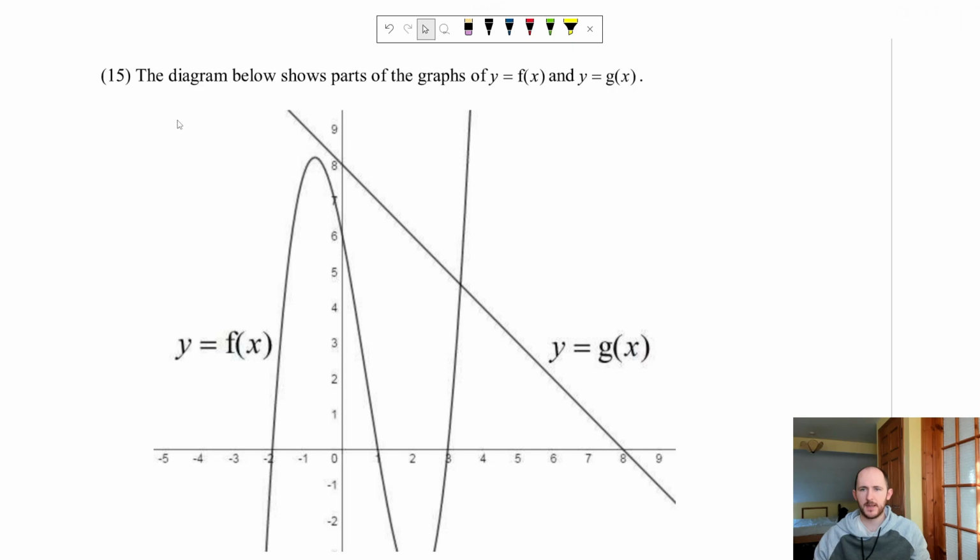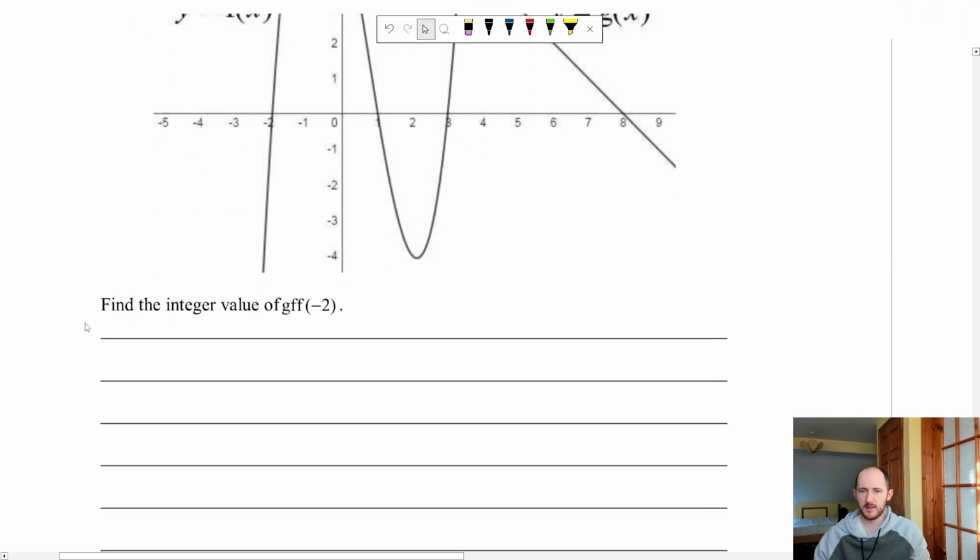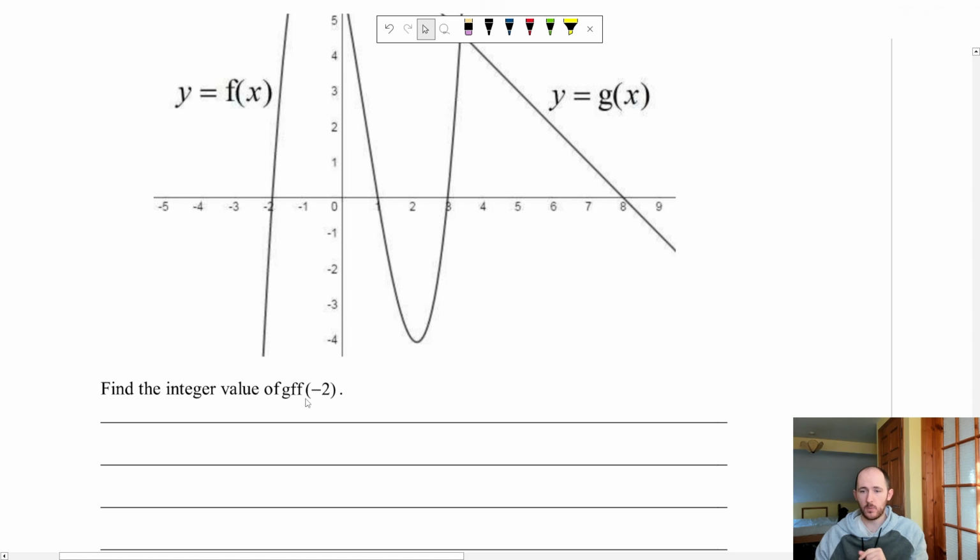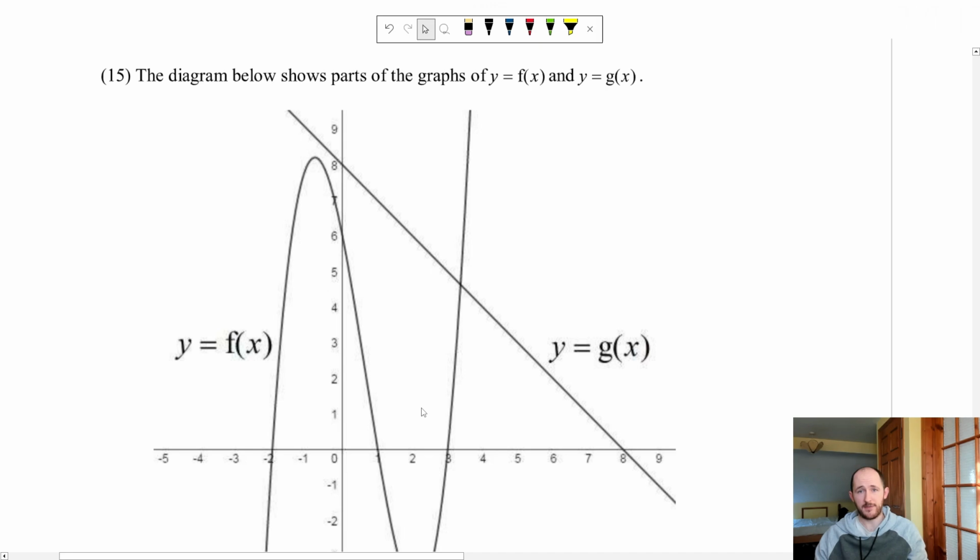Fair enough. The diagram below shows parts of the graphs of two functions, f of x and g of x. So one's a straight line, one is a cubic curve. Find the integer value of g(f(f(-2))). When they say integer value, they basically mean you don't need to get an exact value. You're just getting whatever the nearest whole number is. Normally, what you'd do in a situation like this is work out f of minus 2 by substituting, sub that back into f, find that out, sub that into g, and that'll be your answer, right? So if you had the functions, you would sub it in, sub that answer in, and then sub that answer in again. But, as you can see, we do not have any functions to sub in.